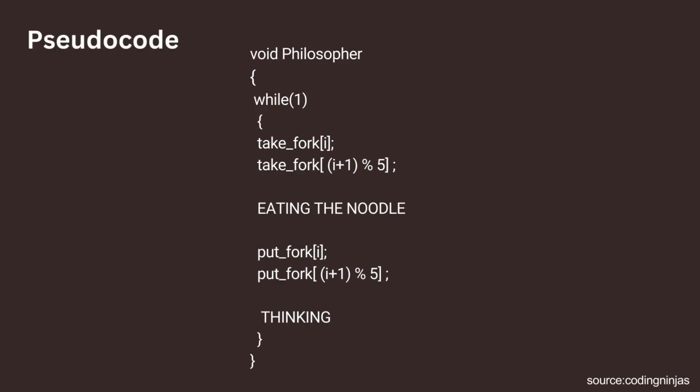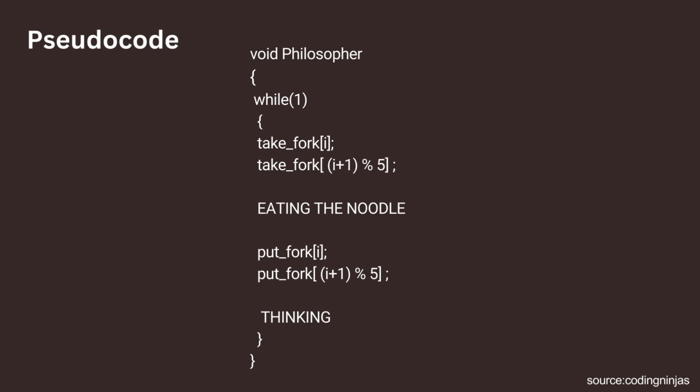If philosopher P0 wants to eat, it will enter into a philosopher function and perform the take_fork(i) operation. This will hold the F0 fork, and then it will execute take_fork((i + 1) mod phi). Now this will hold the F1 fork because we know that i is equal to 0. Therefore (i + 1) mod phi is equal to (0 + 1) mod phi, which is equal to 1.